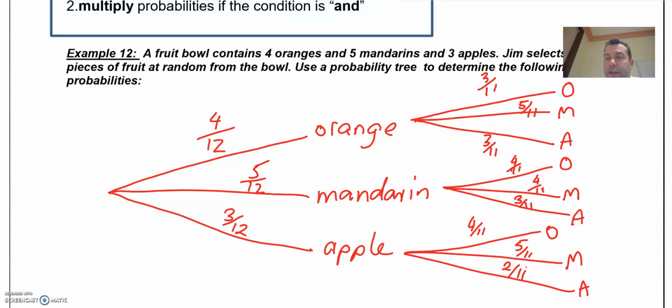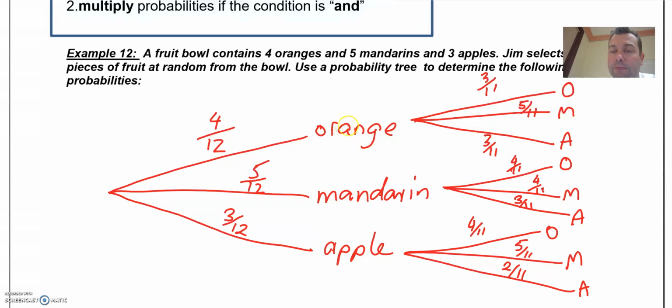That'll do for our probability tree. Now remember we can put our sample space down here. This would be orange orange, orange mandarin, orange apple, etc., etc. And listen carefully, this is the important part. Well, it's one of the important parts. This part here is important too.